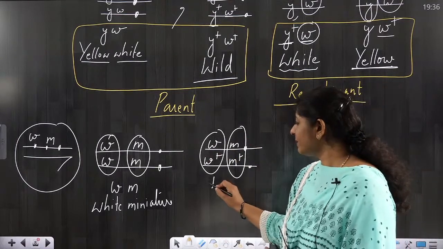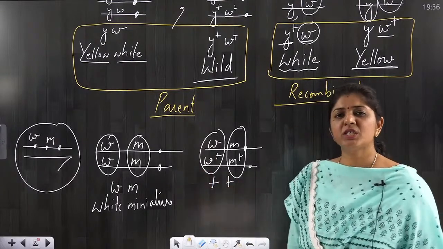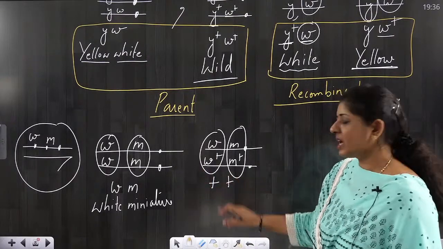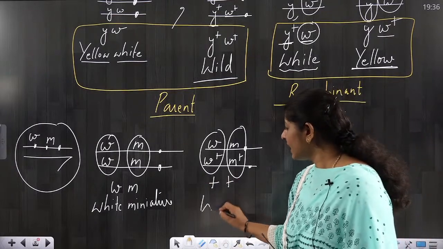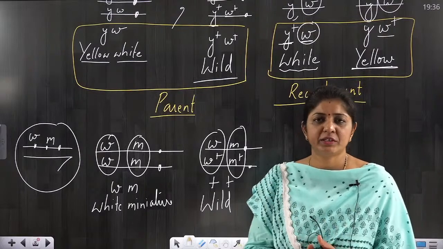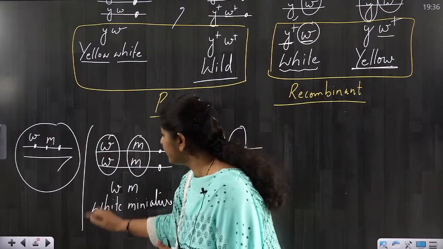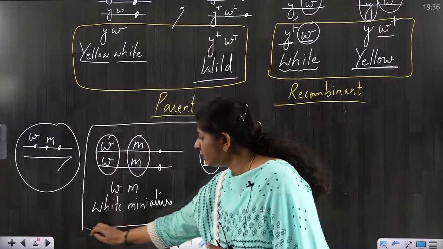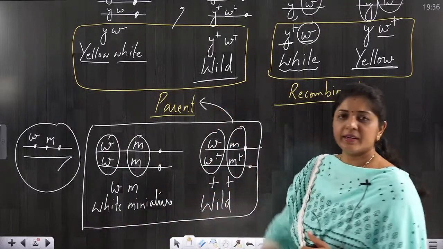Can I say simply like plus plus, or do I write it W plus or M plus? If both are plus, what should I write now? I must write it as wild type, right? Because both are dominant. So what type are these? I already said in Morgan's work it is the parental type.